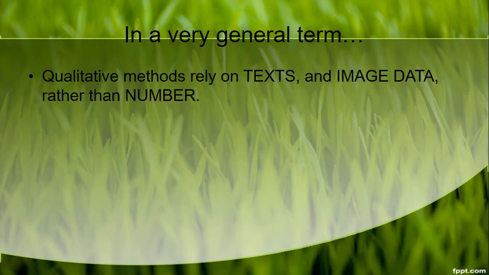Qualitative methods rely on texts and image data, rather than numbers. So if you take a look at many journal articles and just do some scanning, you can directly identify whether an article is about a qualitative or quantitative study based on this general impression. I'll give you some examples.